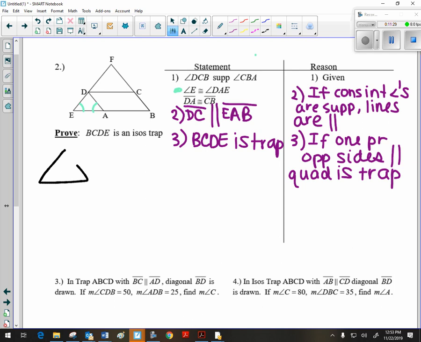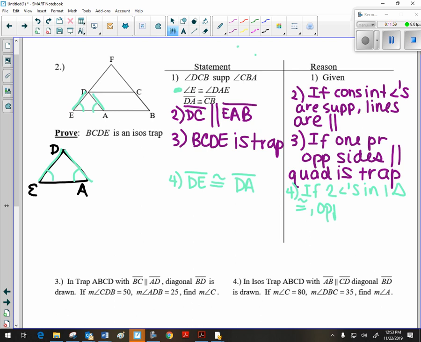So what I'm looking at is this little triangle called DEA, and I'm realizing that in that triangle they gave me these 2 angles congruent, which means that these 2 sides are congruent. So I'm going to put that these 2 sides are congruent to each other. So I have in here that line segment DE is congruent to line segment DA. If 2 angles in one triangle are congruent, the opposite sides are congruent. I may not know exactly why it is that I'm doing that, but it is definitely something that's true based on the information that they gave me.